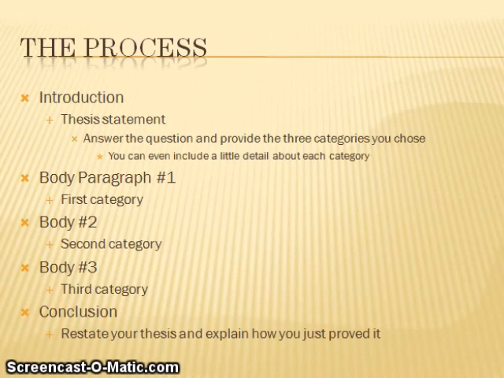The next pieces are the body paragraphs where you talk about, let's say, political differences or similarities. Then in the second body paragraph, you talk about the second category of similarities or differences. So maybe artistic, and so on and so forth. And then the conclusion, you just restate. Here's what I said, here's why they are different. Or here's what I said, here's why they're the same.